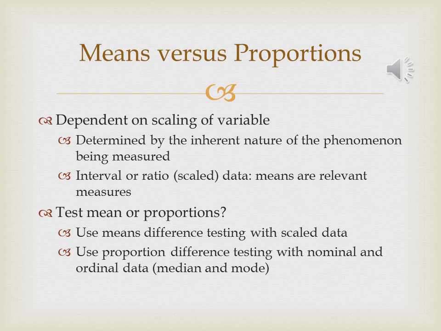But take, for instance, the idea of gender, the phenomena of gender. There's no absolute zero. There's not an equal distance between the choices, and there's no inherent hierarchy of value in the choices. So you wouldn't use a mean as the expression of central tendency for nominal data, for gender data. Instead, you'd use median as the summary statistic that represents the most central aspect of the data.